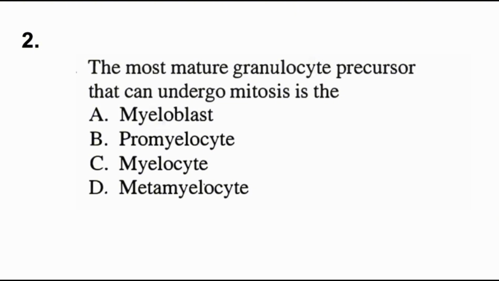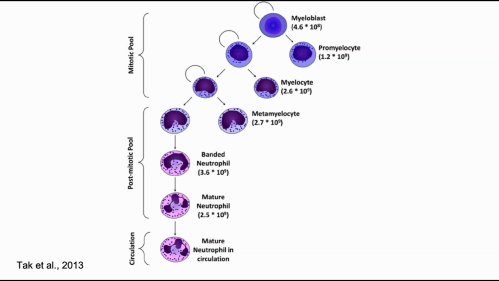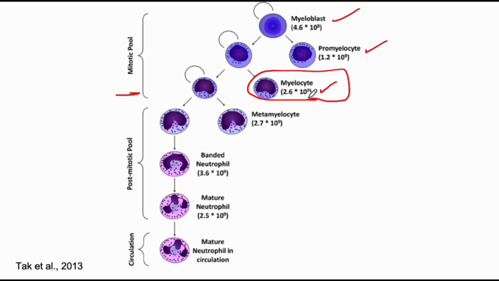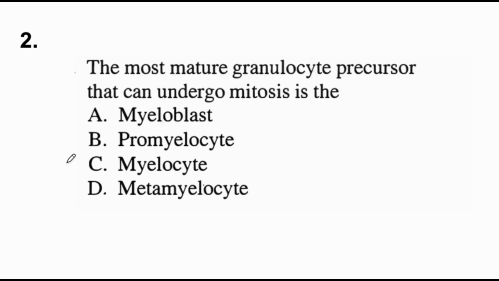Question 2 is a key recall question about granulocyte maturation. It is asking for the latest, most mature stage that is still able to divide. As we said before, the granulocyte series is split into mitotic and post-mitotic pools. We need to find the last cell that can divide. The mitotic pool includes myeloblasts, promyelocytes, and myelocytes. Myelocyte is the final stage capable of mitosis. The correct answer is C, myelocytes.